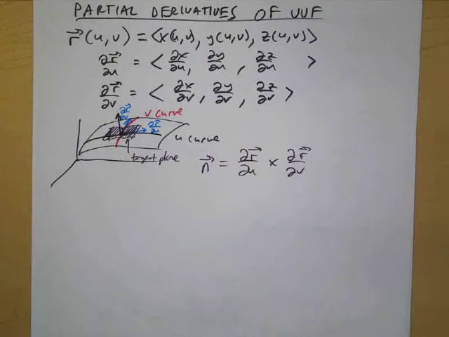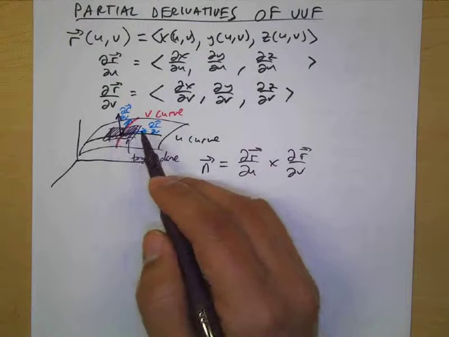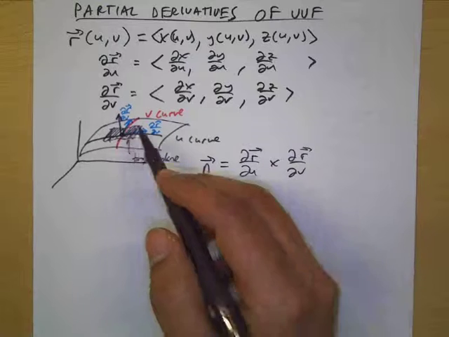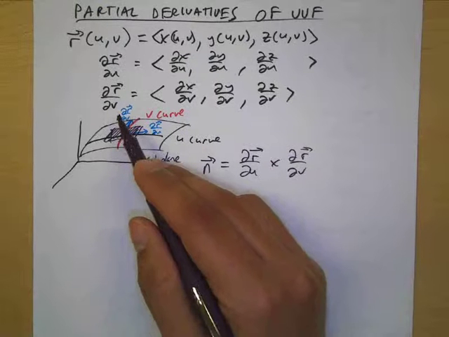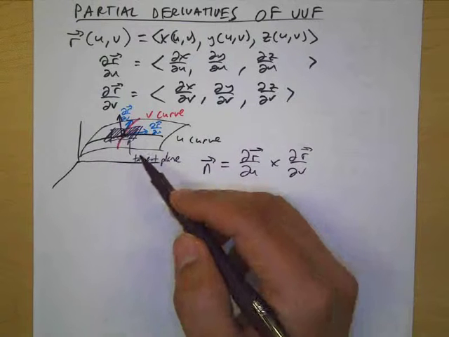Does this make sense geometrically? Okay, so you got your U curve, your V curve, you find partial r, partial u, that represents the tangent line or slope of tangent line in that direction, and so on and so forth. Cross the two vectors, you get a normal vector to those two. That would be a normal vector to a tangent plane at that point.